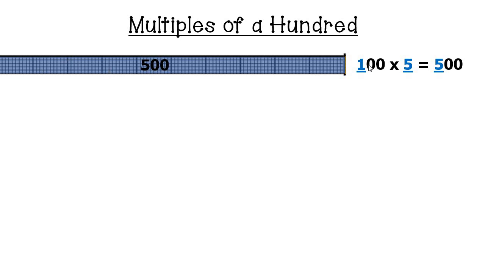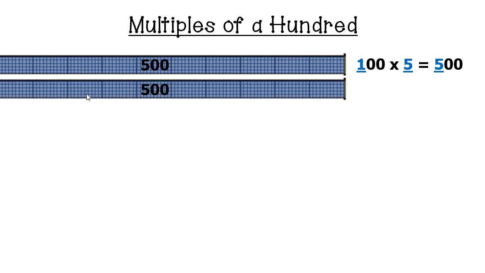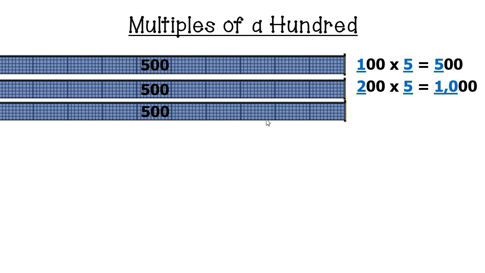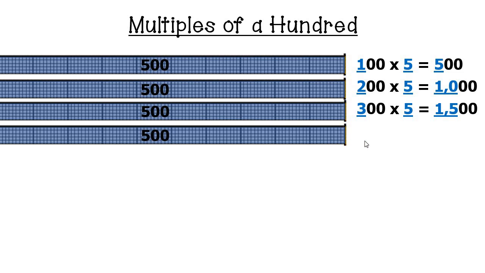If we continue that pattern, 100 times 5 is 500, 1 times 5 is 5 with 2 zeros at the end. If I add another group to that, now I've got 200 times 5, which is 2 times 5 is 10 with 2 zeros at the end, 1,000. There's another group, so that makes it 300 times 5. We get 1,500. 3 times 5 is 15 with 2 zeros. And I could keep going. You get the pattern. There's 400 times 5.